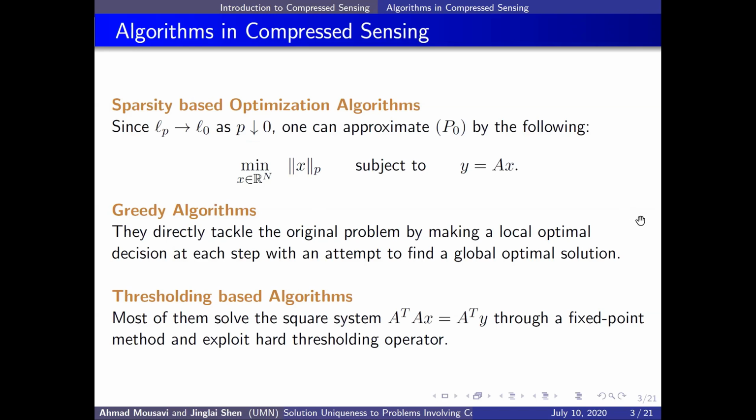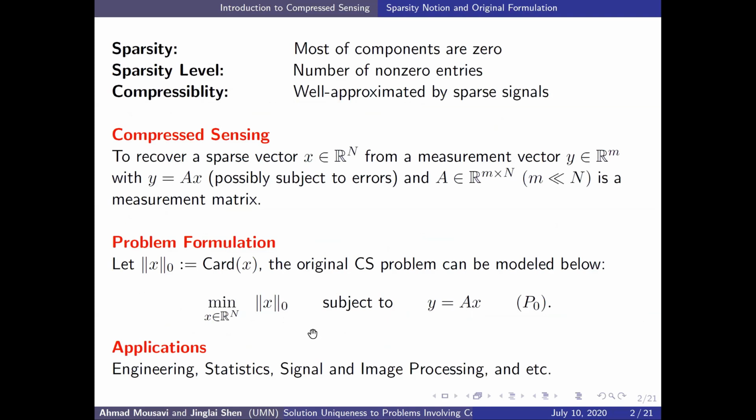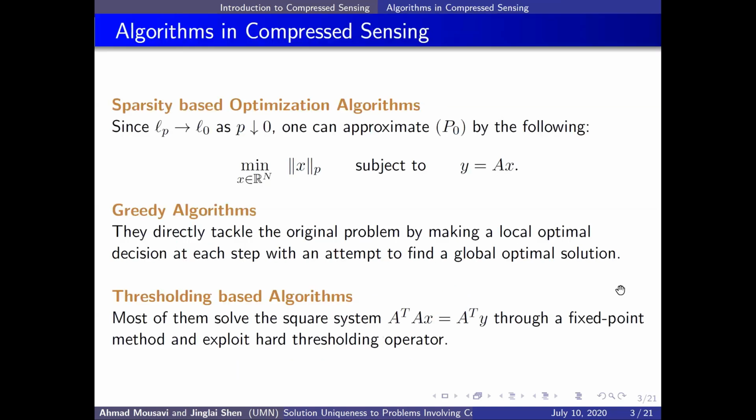And the greedy algorithms directly tackle this problem and they say, what do I want after all? I want the sparsest solution of an underdetermined system. So why not start from 0 and then add only one index, which is locally good, and then, after you update your support set, you do a projection step. And under some conditions on A, you can show that such algorithms are also convergent.